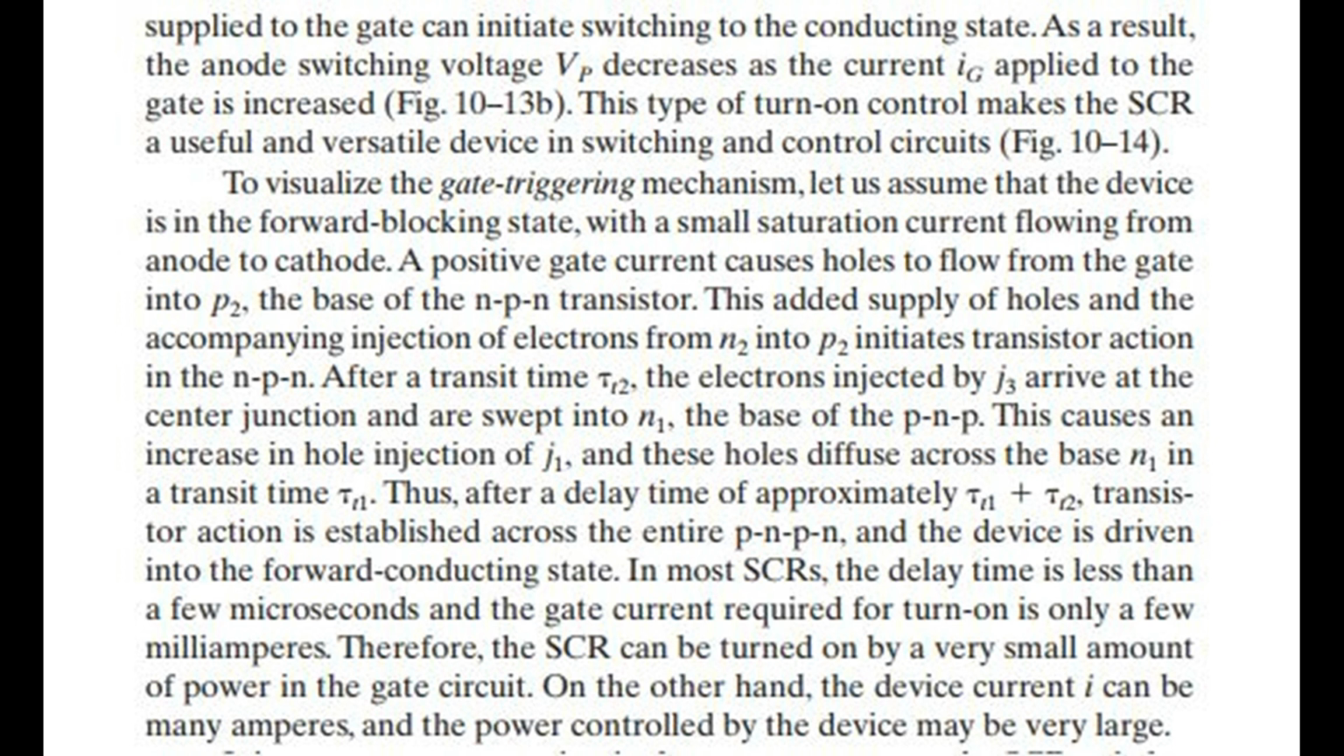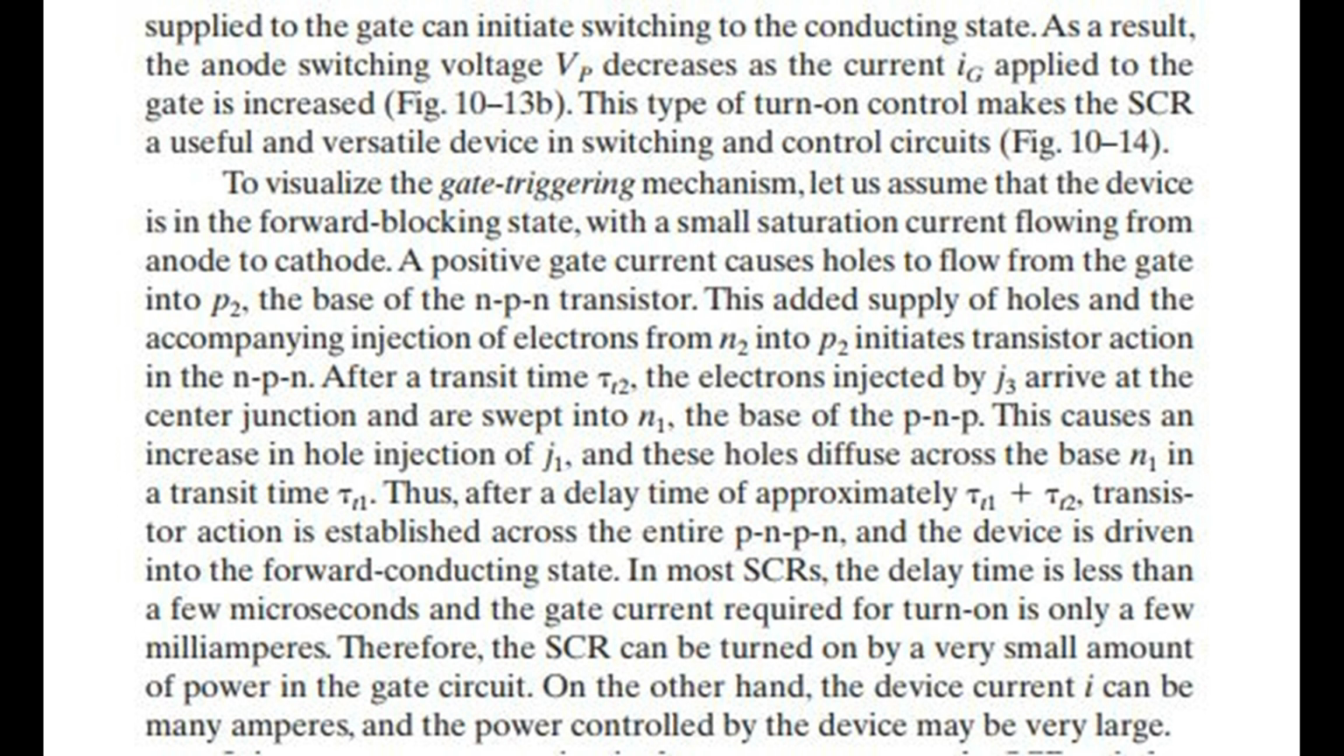This added supply of holes and the accompanying injection of electrons from N2 into P2 initiates transistor action in the NPN. After a transit time τt2, the electrons injected by J3 arrive at the center junction and are swept into N1, the base of the PNP. This causes an increase in hole injection at J1, and these holes diffuse across the base N1 in a transit time τt1. Thus, after a delay time of approximately τt1 plus τt2, transistor action is established across the entire PNPN, and the device is driven into the forward conducting state.